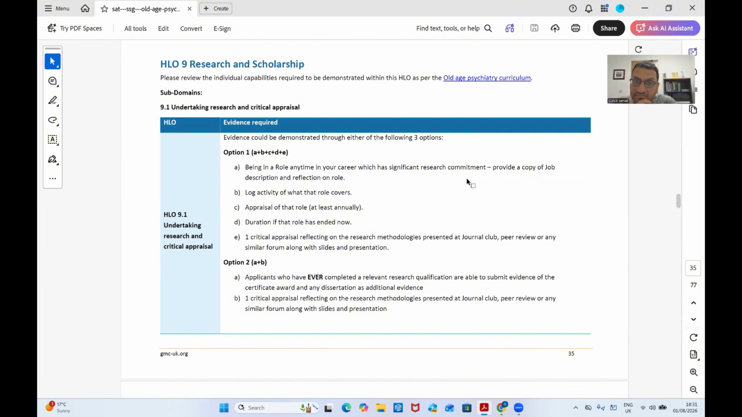Now, this could be, say, you have a role in your trust or hospital R&D, research and development team, any research role. That is something which you can include, whether as a research fellow or maybe as a principal investigator.